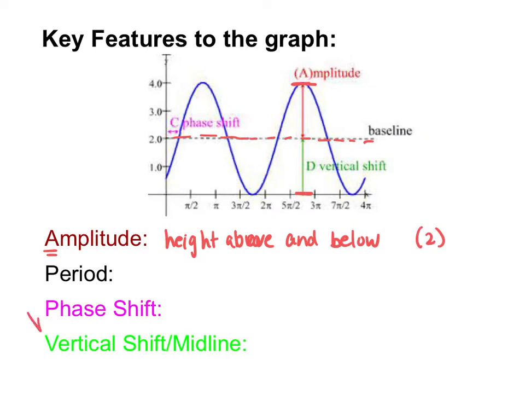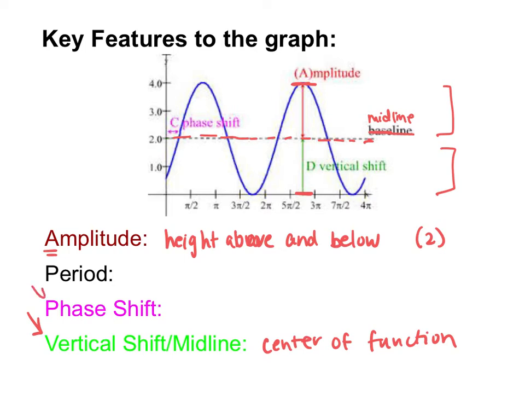I'm going to go to this last one here, the vertical shift or the midline. The midline is what we have here. I have it as baseline. I'm going to change that to midline. The midline is the center of the function. It divides the function in half. Half of it, you'll notice, is above, which is the amplitude, the height, and half below, again, the amplitude, the height.